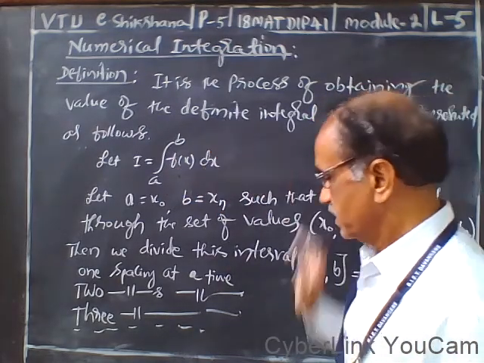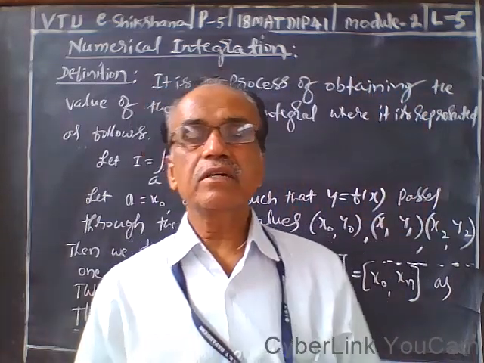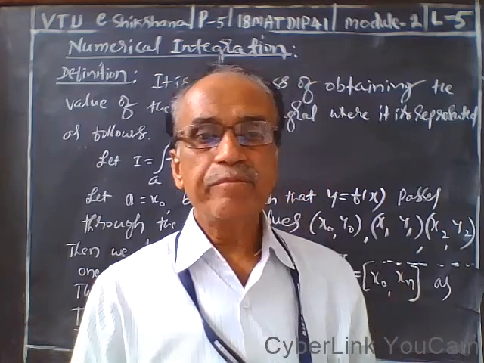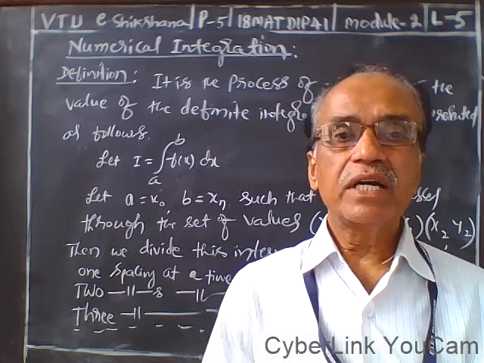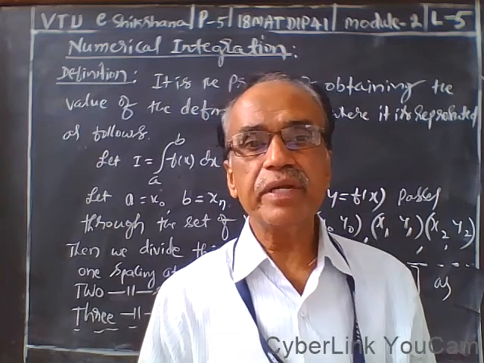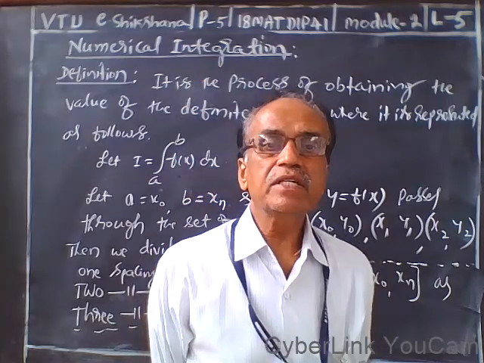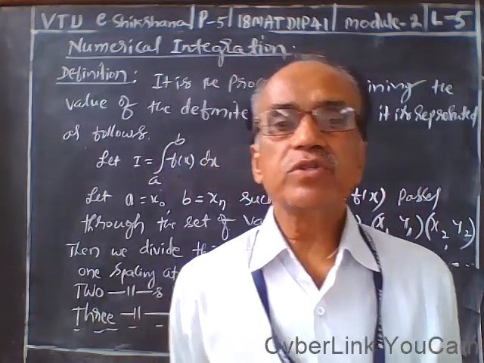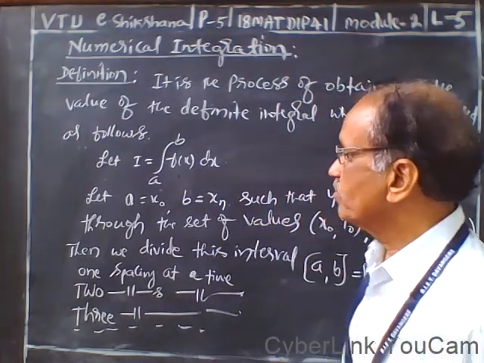f of x is nothing but y equal to f of x, where y is Newton's forward interpolation formula we are going to apply. If it is a single integration, we call it the general quadrature formula. And the equation that we derive through this integration by replacing f of x by Newton's forward interpolation formula is called the mechanical quadrature formula. And if you use a double integral, it is called the cubature formula. But here, only the quadrature formula we are going to use.